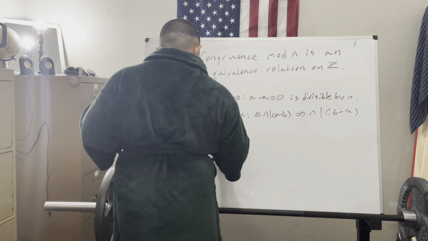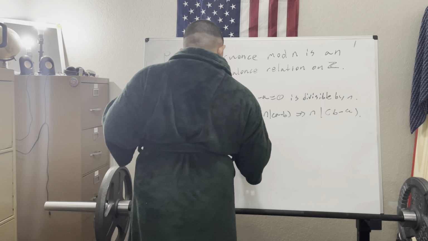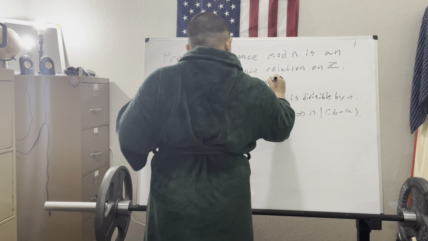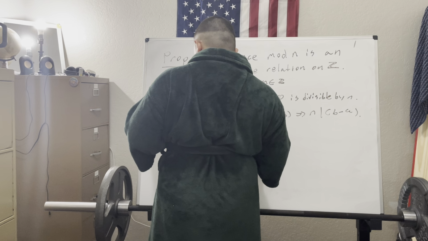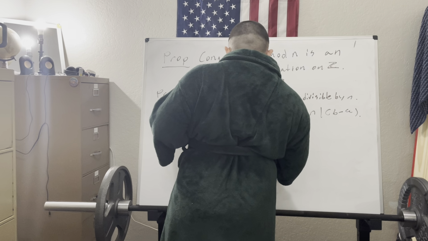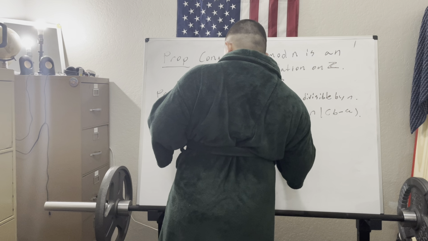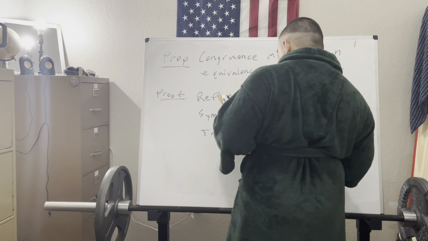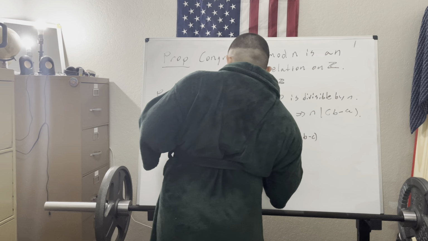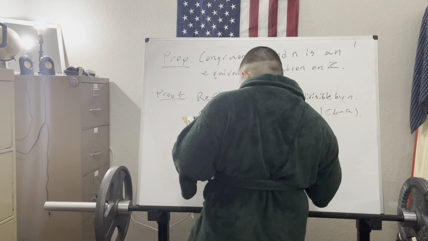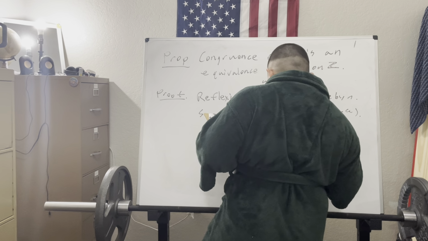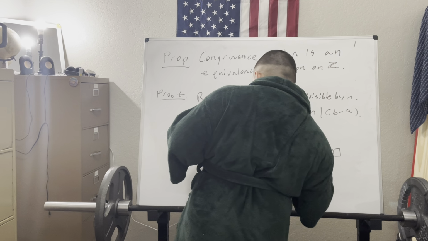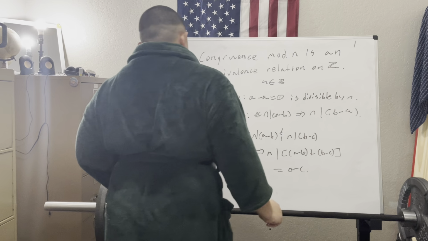Transitive. N divides a minus b, and n divides b minus c, implies that n divides a minus b plus b minus c, and this is equal to a minus c, which completes our proof.